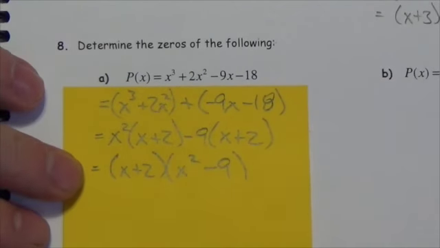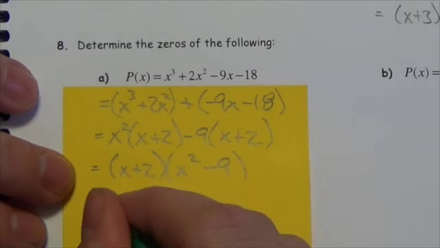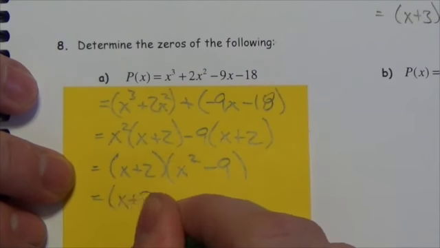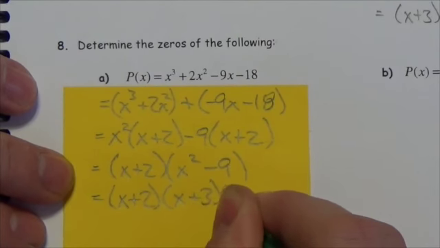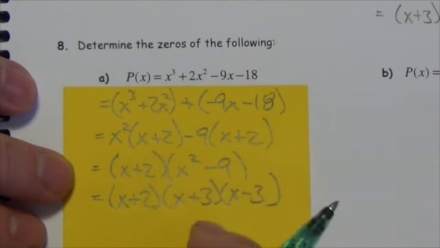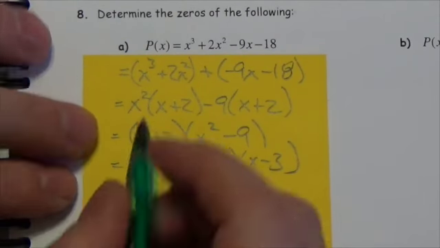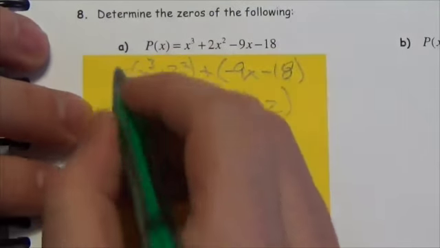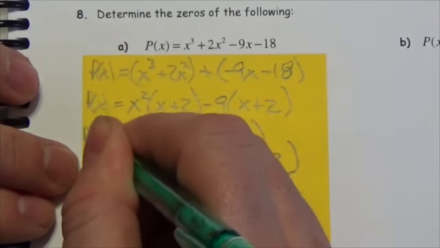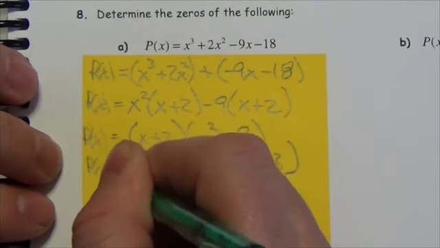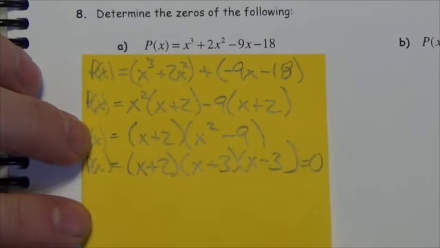So now I can factor this right here. x squared minus 9 jumps out at me as a difference of squares. That's (x plus 2) times (x plus 3)(x minus 3). Well, this is awesome. Now, if I set this equal to 0, because remember, this is my p of x all the way down here, I can solve.